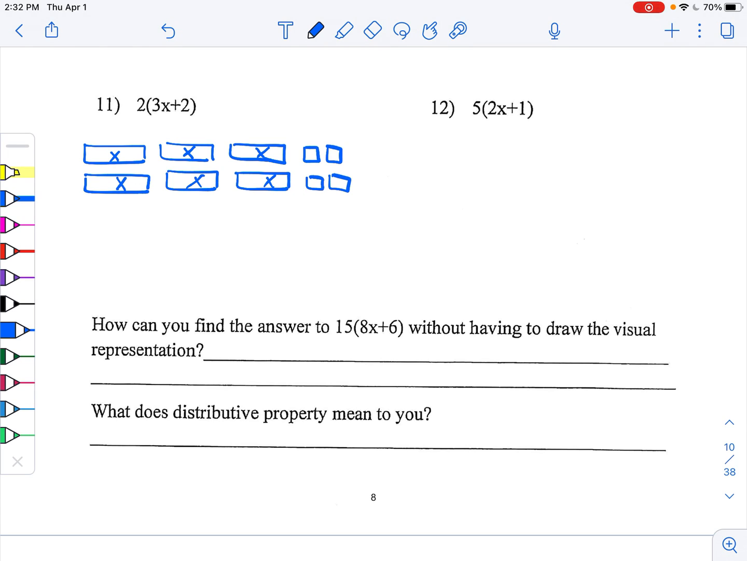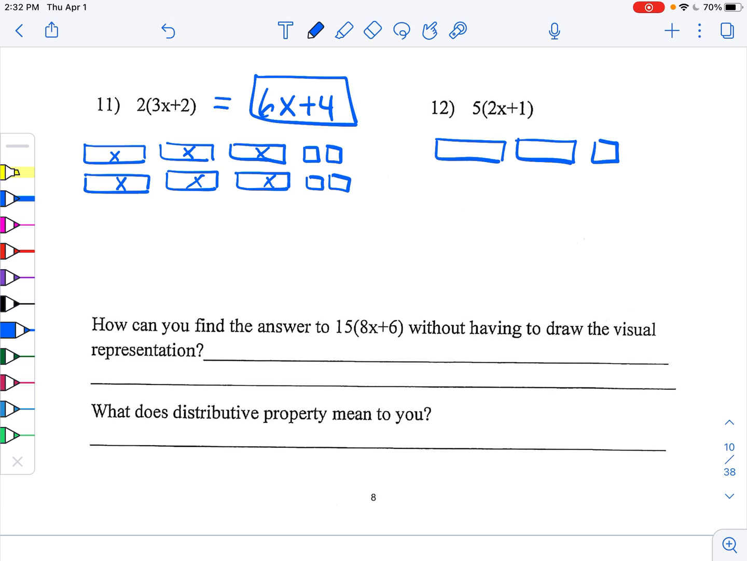So, add it all up. Take a look. What's staring at you guys? 6x plus 4. And last but not least, number 12. We have 2 groups, 2x plus 1. So we have 2x, let's draw 2x rectangles and a baby square, and we have 5 groups of that amount. 1, 2, 3, 4, 5.